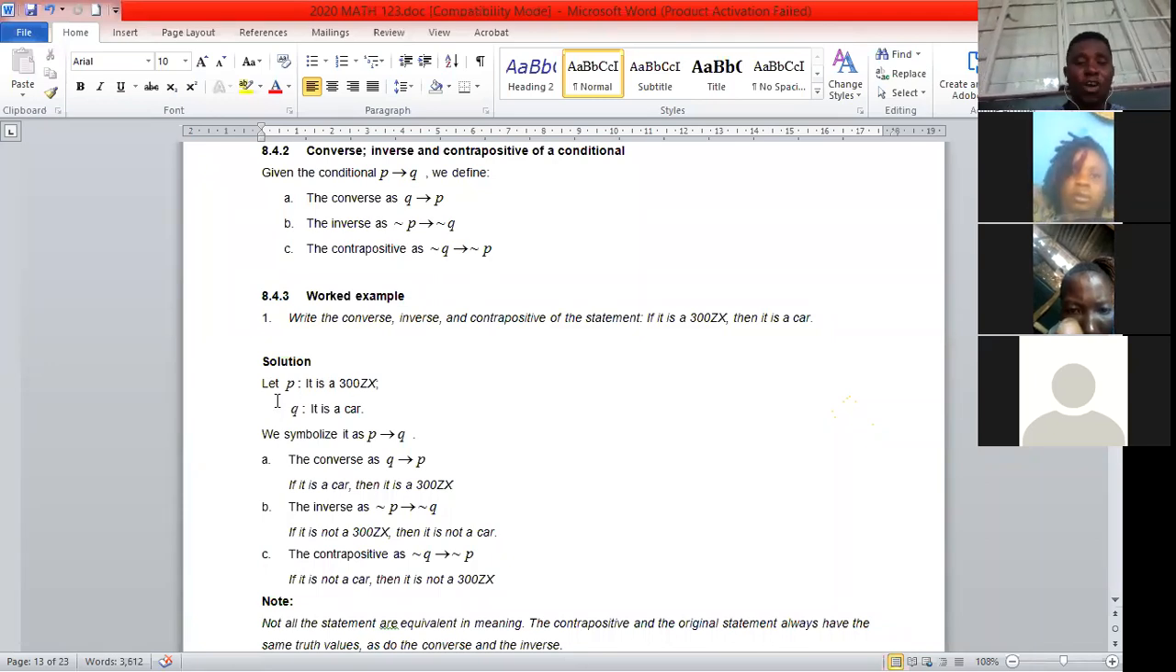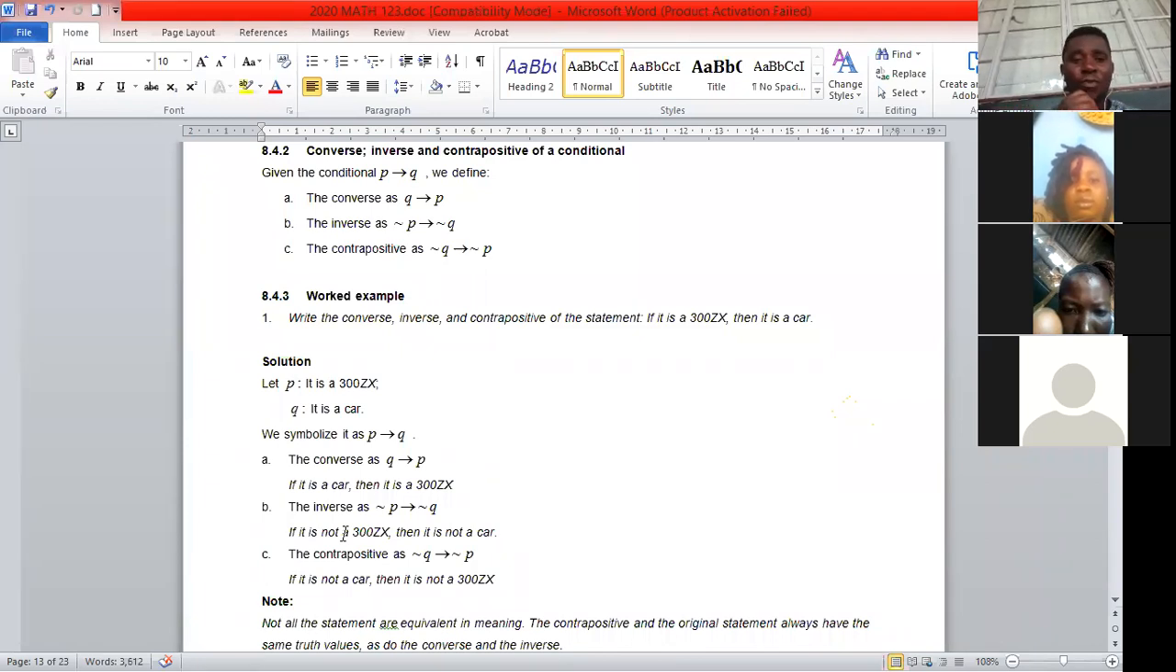The first one is, it is a 300 ZX. And the second one is, it's a car. So the converse becomes, if it is a car, then it is a 300 ZX. And what is going to be the inverse? Mr. Selu said in the inverse, I have to negate the P and also negate the Q. How do I negate P? Remember when you are writing the negative of a statement. It becomes, if it is not a 300 ZX, then it is not a car.